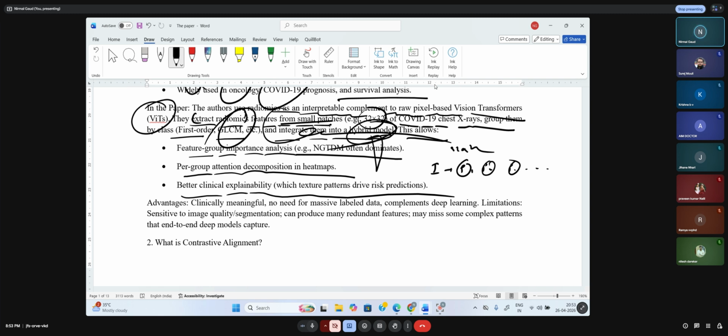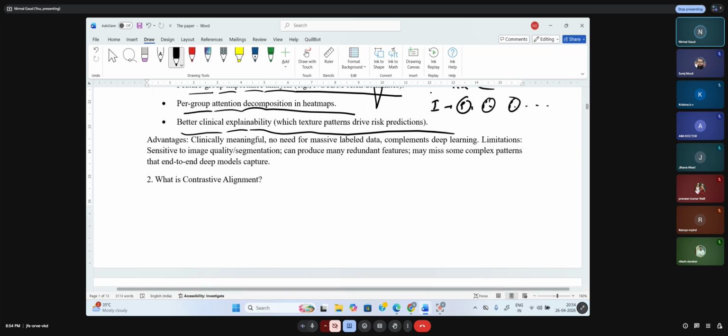Advantage: clinically meaningful, no need for massive labeled data, complements deep learning. Limitation: it is sensitive to image quality. So it depends upon the image. This part is sensitive. Anyways, the authors told that we can perform this activity.